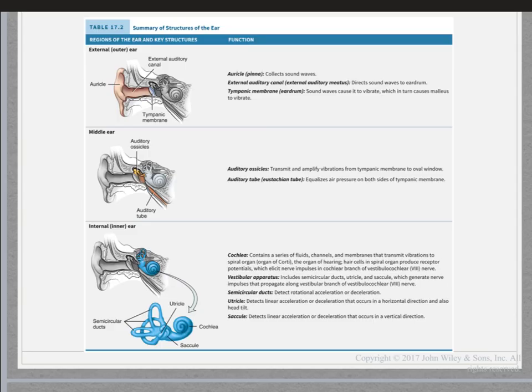Now, table 17.2 bundles everything into a nice, neat package, looking at the regions of the ear and their key structures. It highlights it, colors it. This is a good way to break everything down into a nice, neat little note card to help you study.